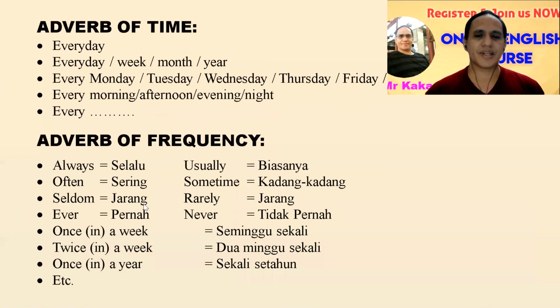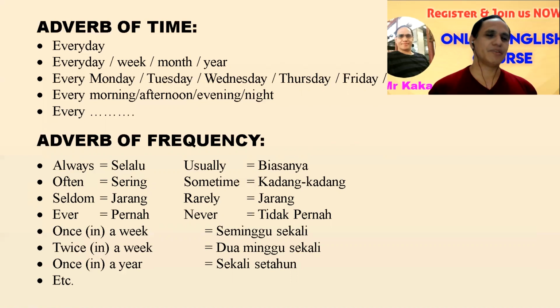Something you have to pay attention to when we talk about simple present tense is the adverb of time. The adverbs of time that we use here are every day, every week, every month, every year, or sometimes every Monday, every Tuesday, every Wednesday, every Thursday, every Friday, every Saturday, or every Sunday. In another situation, you may use every morning, every afternoon, every evening, or every night.